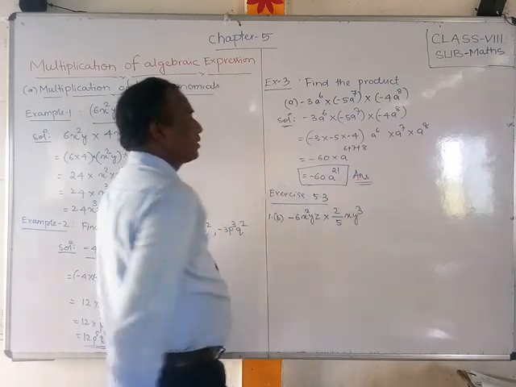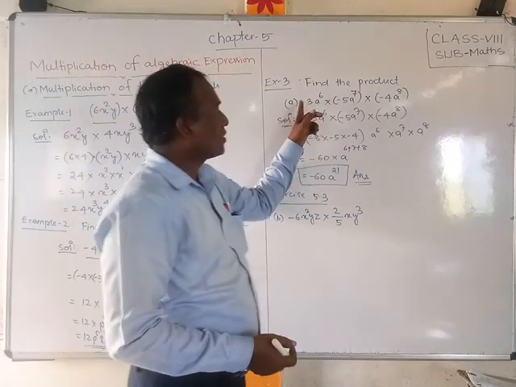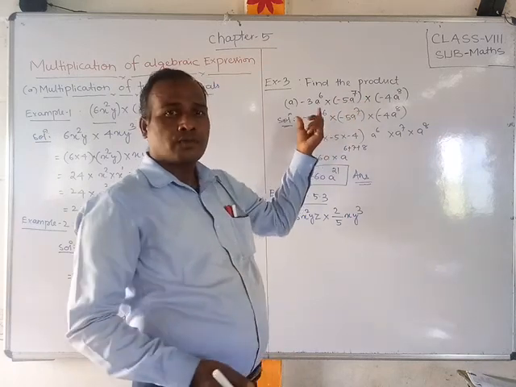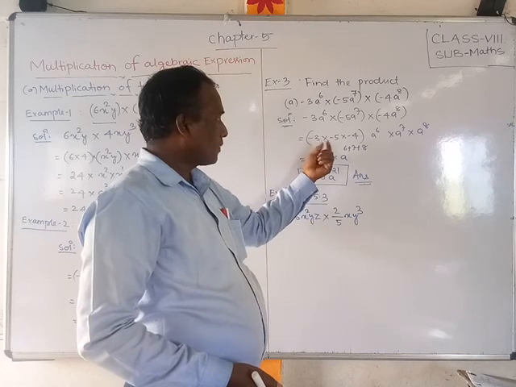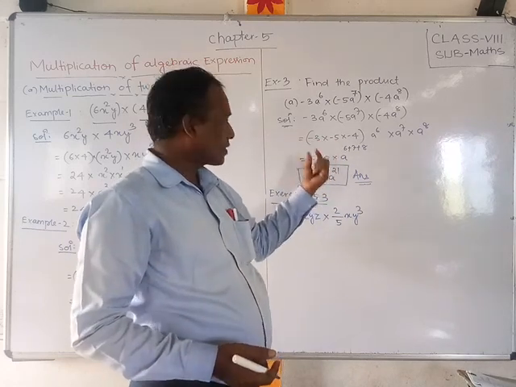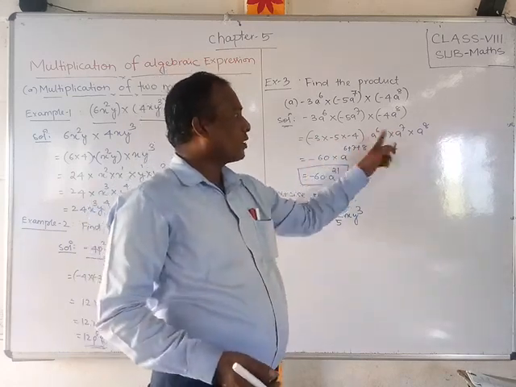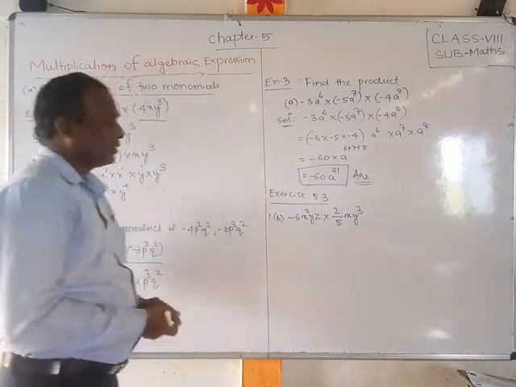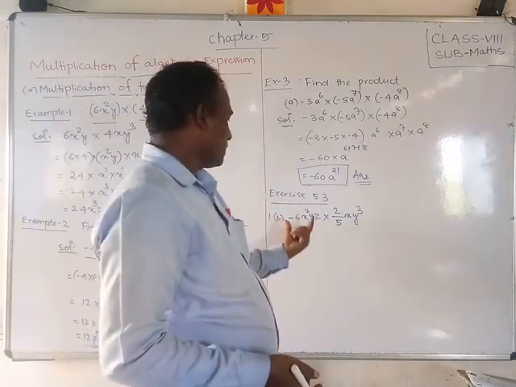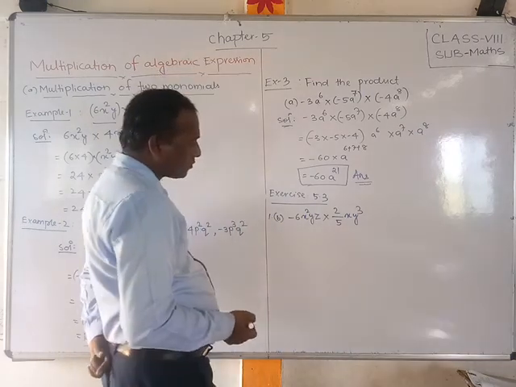Okay friends. So what you have to do students, first of all multiply the constant factors, then write down the variables. First you multiply the constant factors, after that the result will come. Then multiply the variables, because the bases are same, the powers will be added. So we can get the answer.